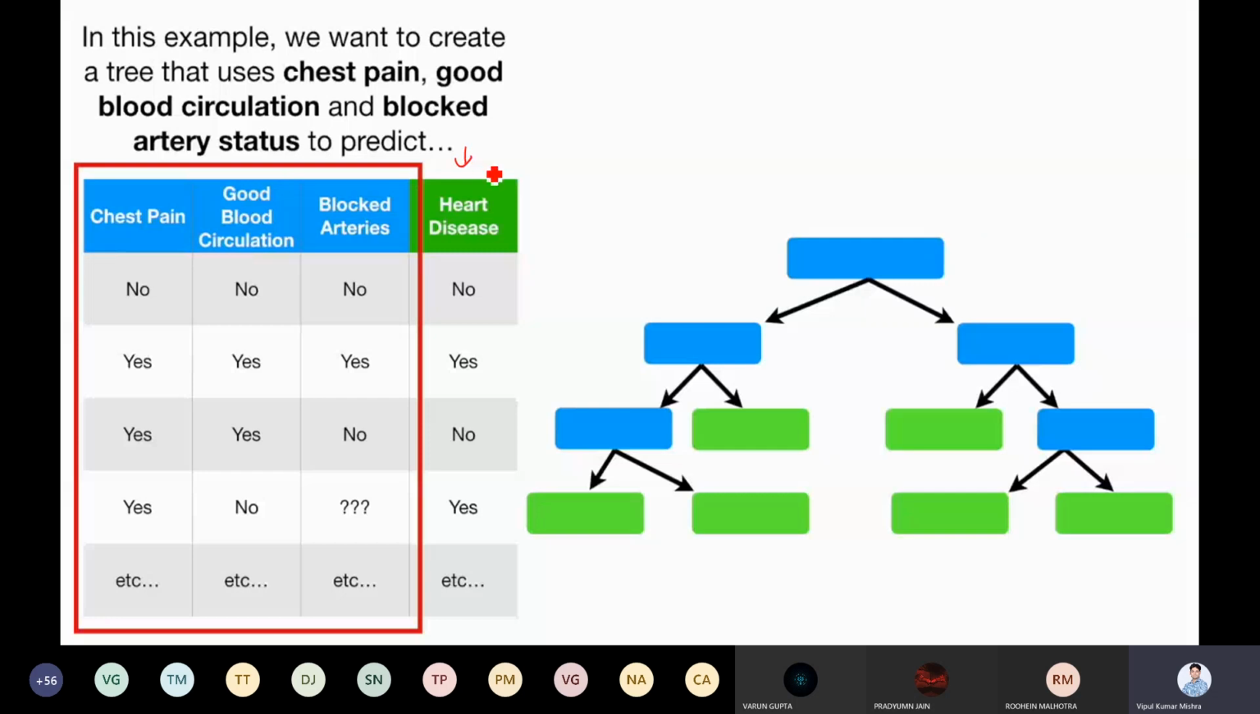So we have seen one example that has three features and one output. We want to predict heart disease based on these three features: chest pain, good blood circulation, and blocked arteries. So the very first question is where we have to start. We cannot start with all three features in this place, so we need to select one of them from where we can start.